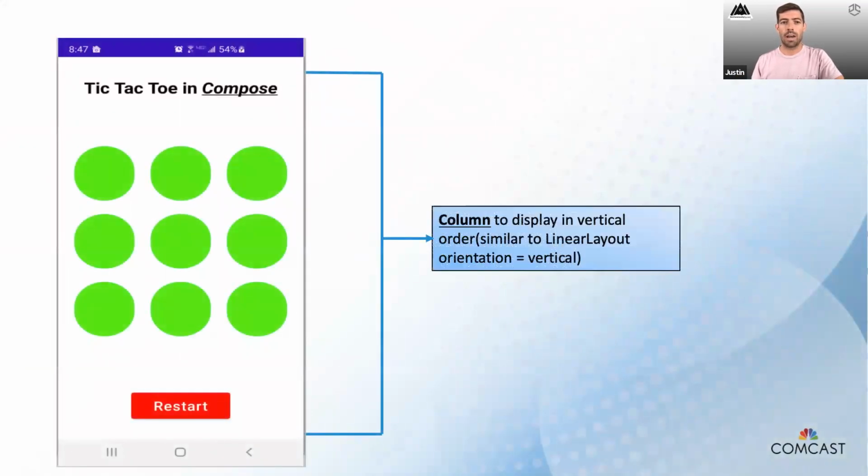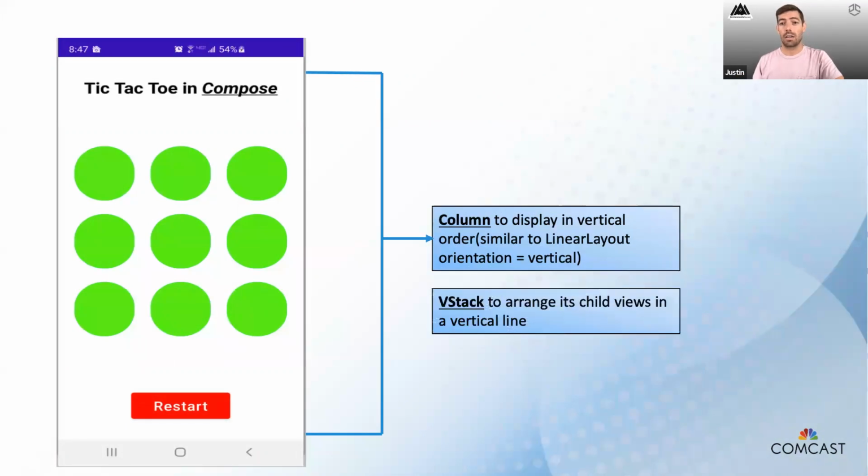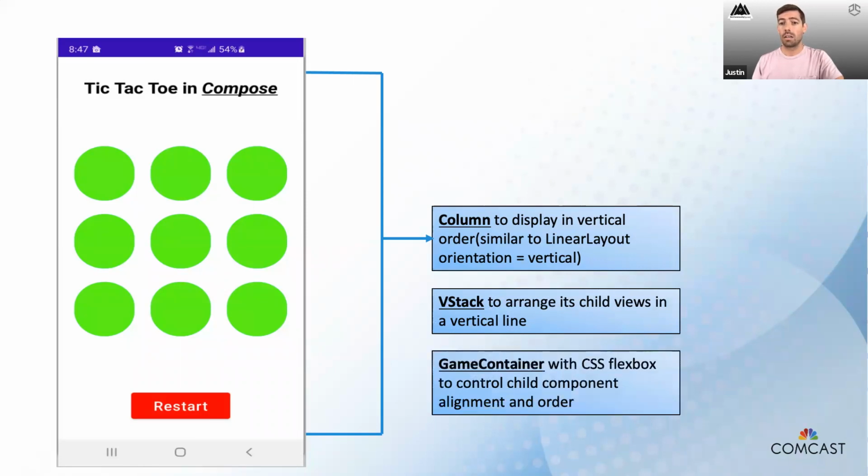So when we're looking at our overall application, and how we control the layout of the application itself, in Compose, we use a column to display things in a vertical orientation, which, if we were working in an XML-based layout, would be similar to using a linear layout with an orientation of vertical. In SwiftUI, we're using a VStack to arrange the child views in a vertical line. And in React, our game container component uses CSS's flexbox to control child component order and alignment.